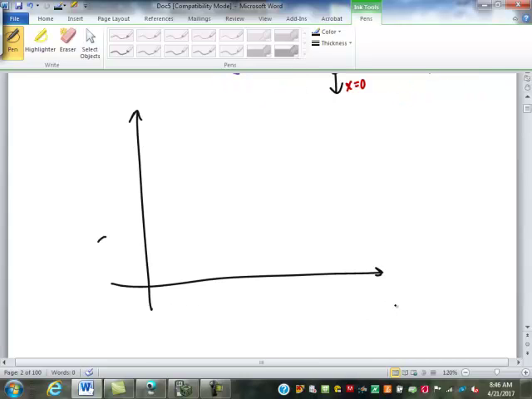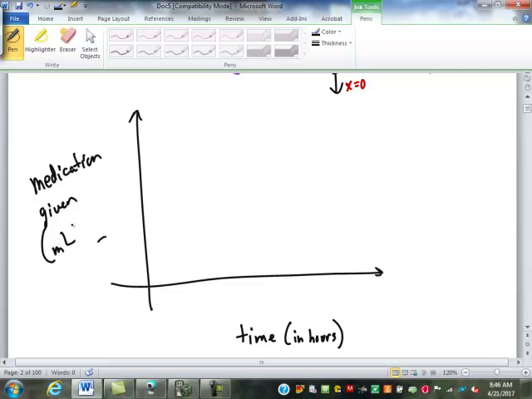You know, we might be looking at time in hours and medication given in milliliters.